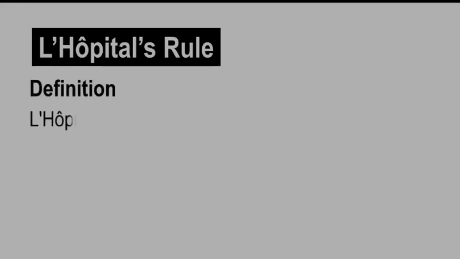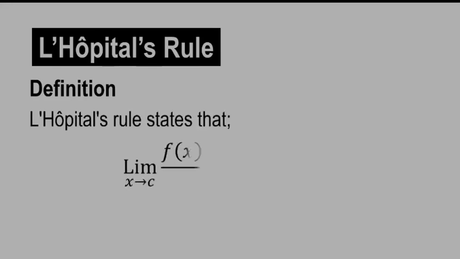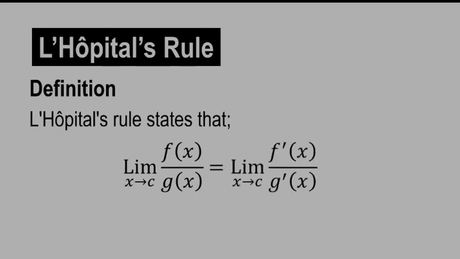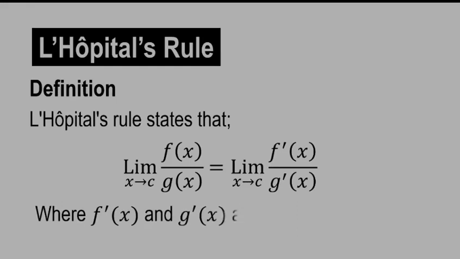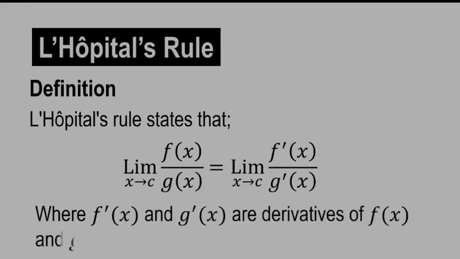Definition. L'Hopital's rule states that limit as x approaches c of f of x divided by g of x equals limit as x approaches c of f prime of x over g prime of x, where f prime of x and g prime of x are derivatives of f of x and g of x respectively.